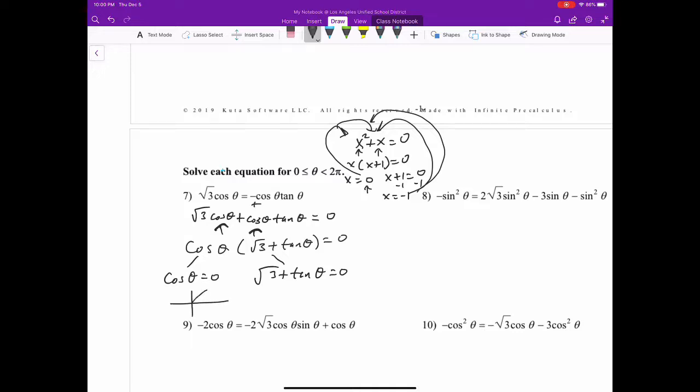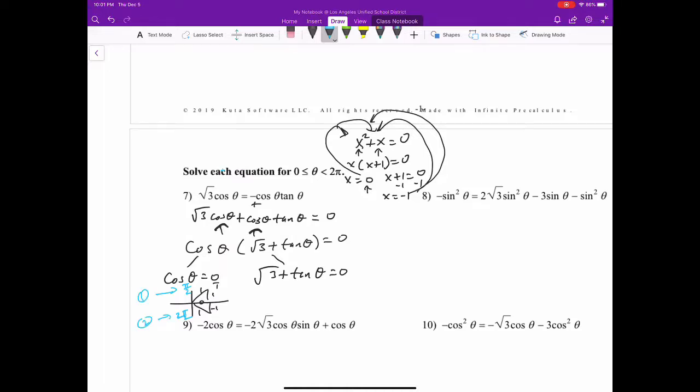Well, you can draw the triangles if you want. Cosine, that's 0 over 1, and my third side has to be 1. And it turns out this is a 90-degree angle, pi over 2, and a 3 pi over 2 angle. Those are two answers, answer 1, answer 2.